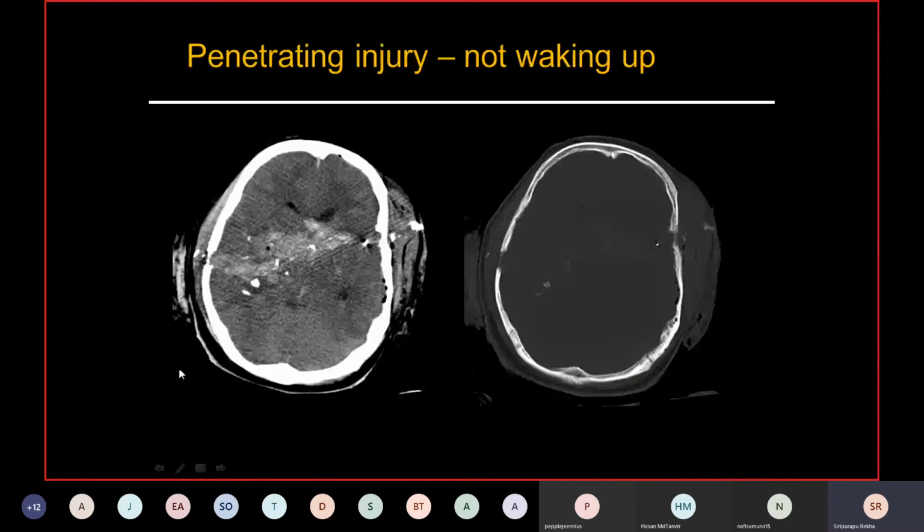Okay, now this is a patient with a penetrating injury, and this was a shotgun injury, and we see the entry wound, the exit wound, and pretty much mushy peas inside. Hemorrhage, I would probably say a lacerated brain through and through. And these are the bone windows, again showing the fractures and the bone fragments. Now the patient is not waking up. So what would you do next?